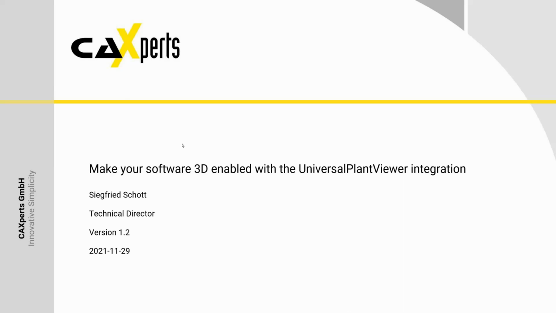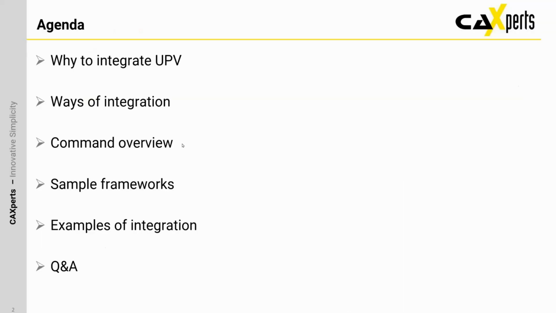Okay, let's have a look at the agenda. We will talk about why you should consider integrating UPV into your software. I will show you 3 different ways of integrating UPV into your software. We will have a short overview of the most important commands that we offer via our API. We will talk about the sample frameworks, and not at the end, but while I'm running through the other points, I will give you some examples of integration. And at the end, I will answer your questions.